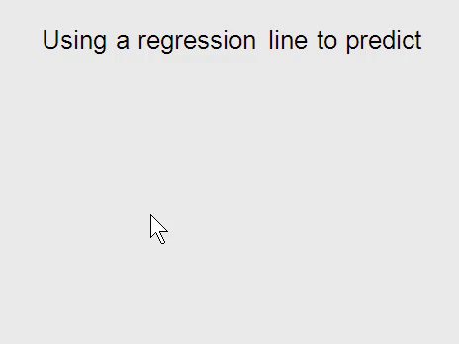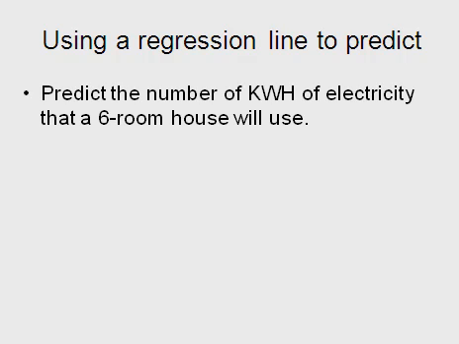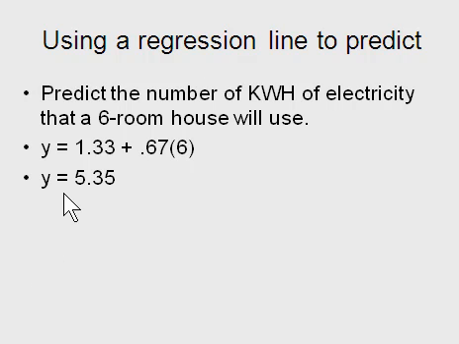Now what we'd like to do is use a regression line to predict. For example, predict the number of kilowatt hours of electricity that a 6-room house would use. So if we have a 6-room house, how many kilowatt hours of electricity? What we would do is substitute the number 6 in here for x and then solve for y. Y in this case ends up being 5.35 kilowatt hours. So that's the predicted value for y for a 6-room house.